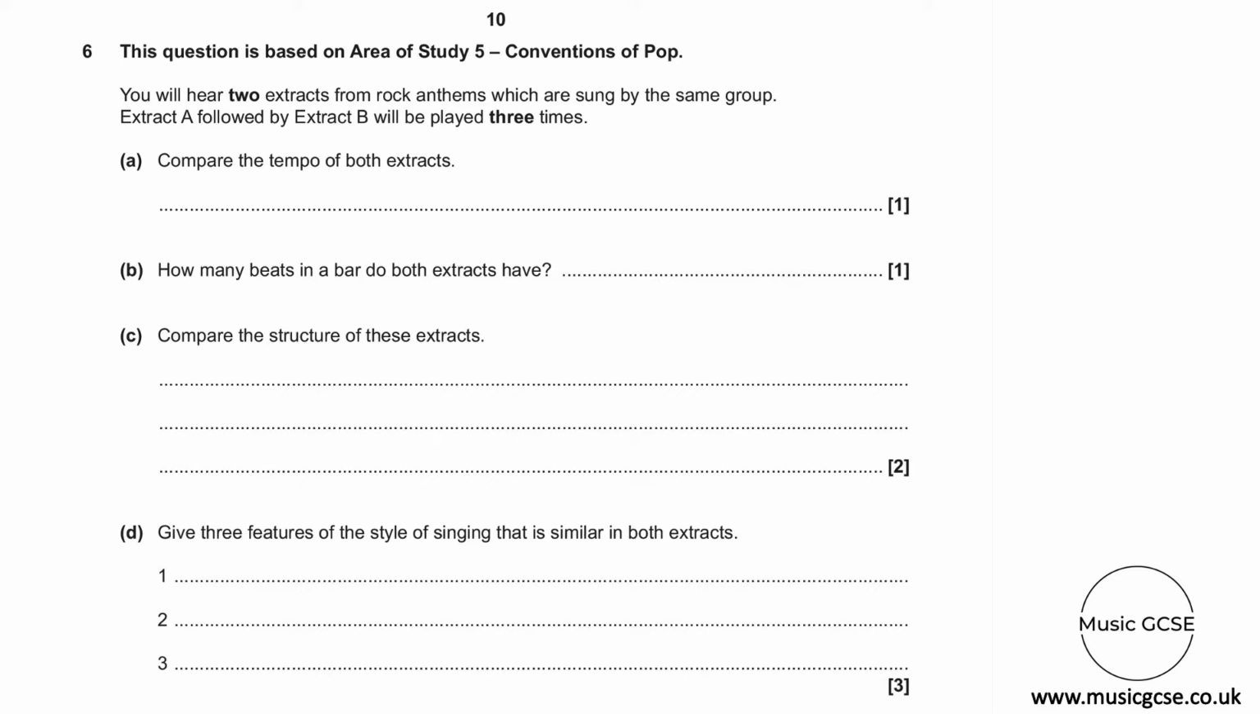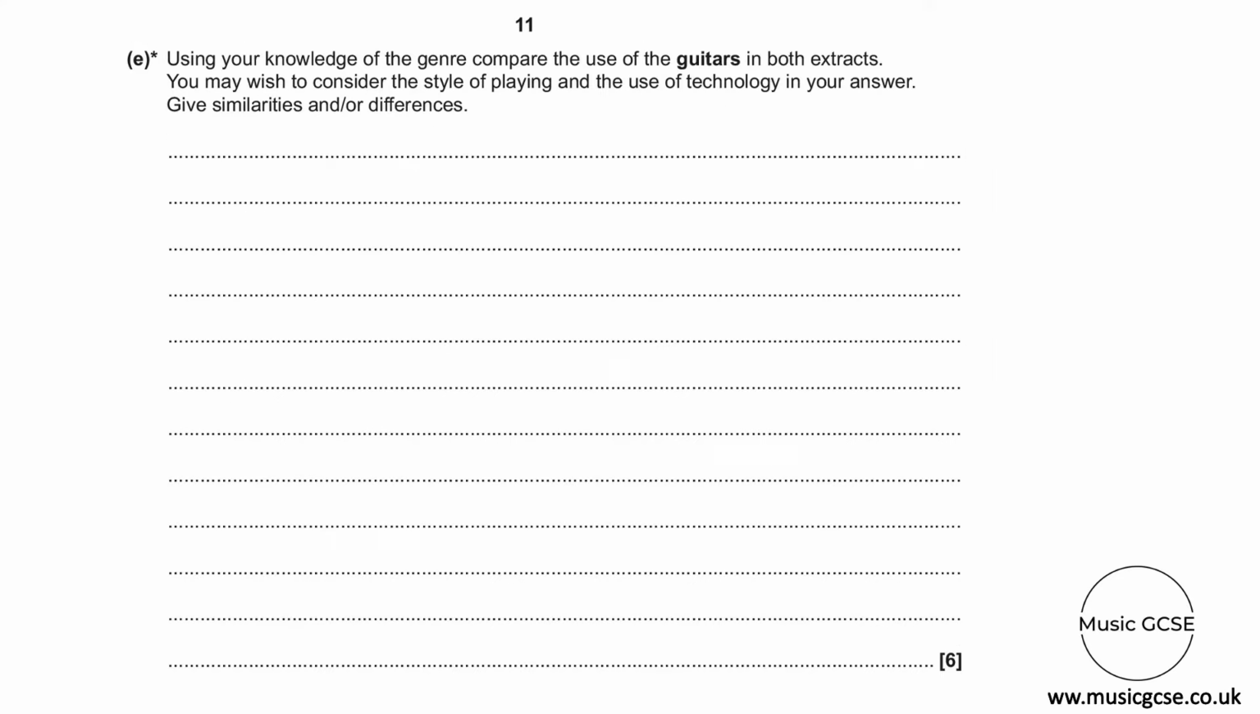Compare the tempo of both extracts. How many beats in a bar do both extracts have? Compare the structure of the extracts and give 3 features of the style of singing that is similar in both extracts. And then printed on the opposite page is the longer question, which says, using your knowledge of the genre, compare the use of the guitars in both extracts.